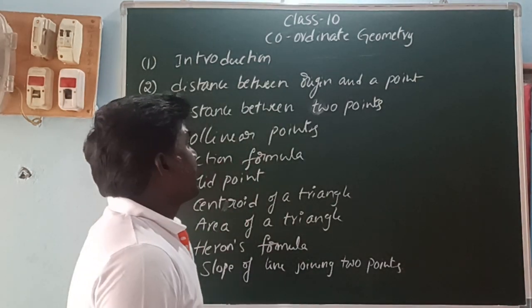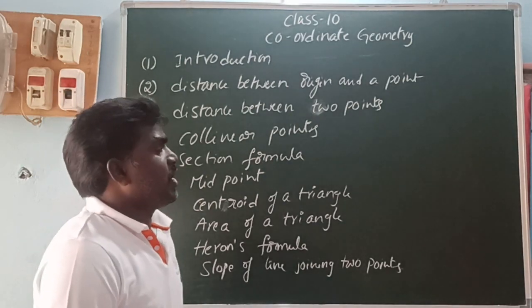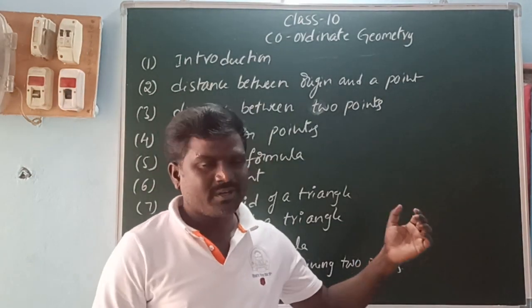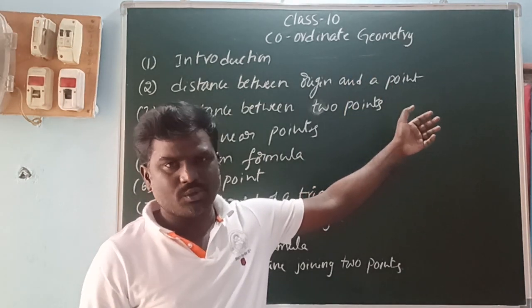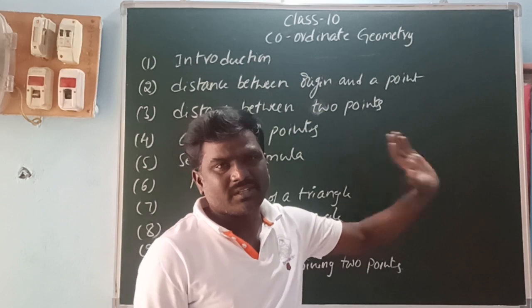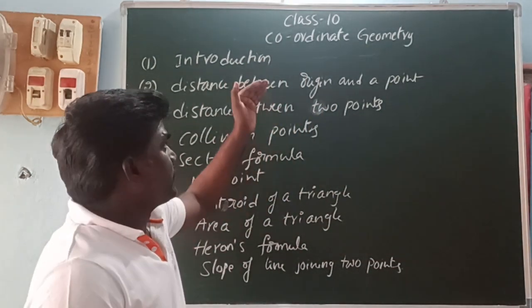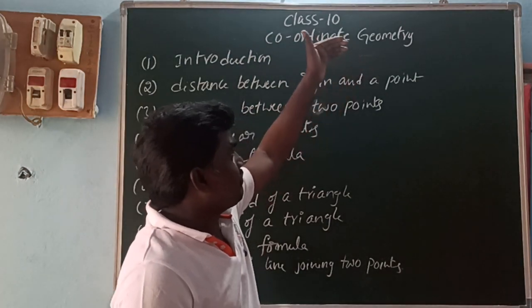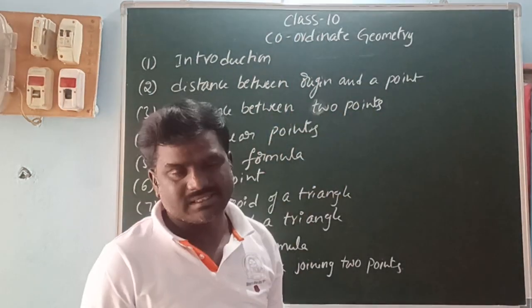Today I am going to explain class 10 coordinate geometry. Geometry is a Greek word. Geometry is divided into two parts, geo and metry. Geo means earth, metry means measurement. So coordinate geometry means we can measure the geometry parts between the two axes.